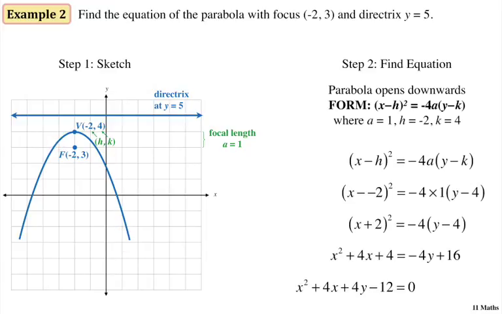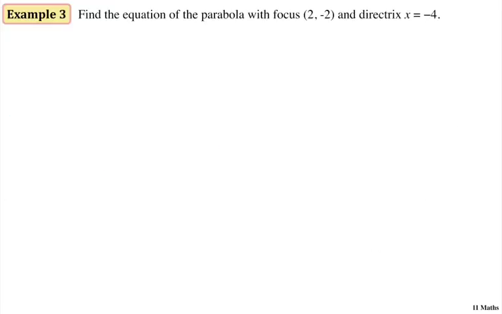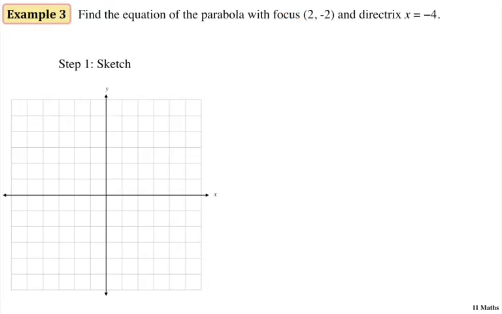Let's progress on to example 3. Feel free to try this. You can pause the video and have a look and see what the answer is, but try it before I do it. Okay, let's graph the situation. We know what the focus is, we know what the directrix is. So the focus is 2, minus 2. The directrix is at x equals minus 4.